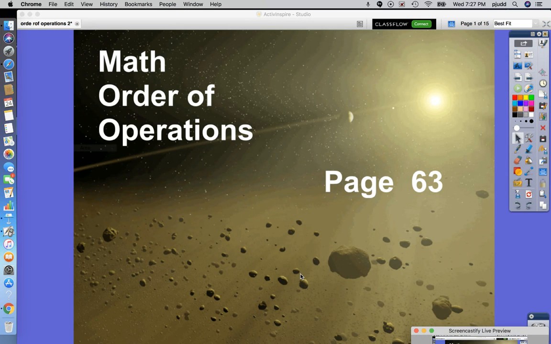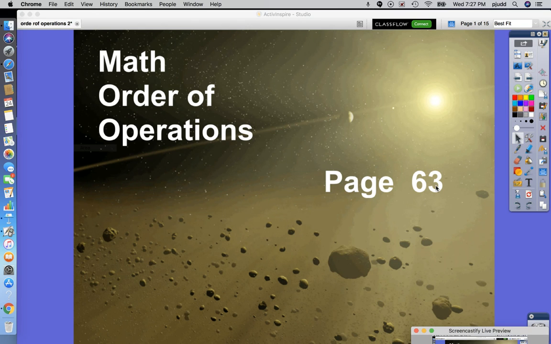Now, the substitute should have already given you directions on who's passing out the books. But if you have not done that yet, then if you're sitting in seat number 4, go get the books for your group. You've got 30 seconds. Go quickly, pass them out. As soon as you get your book, open it up to page 63.